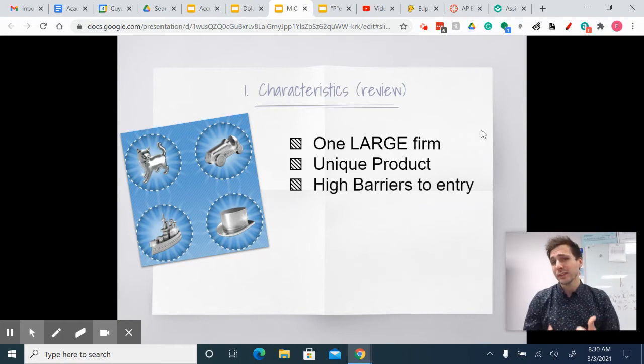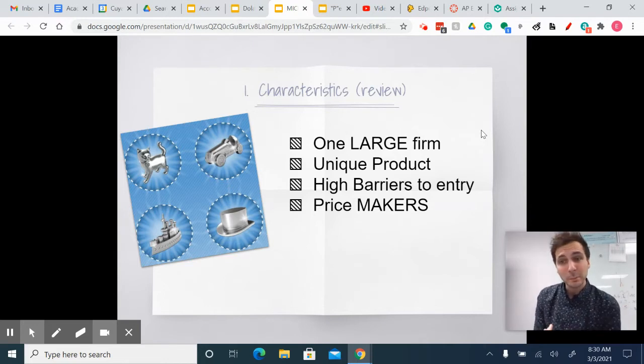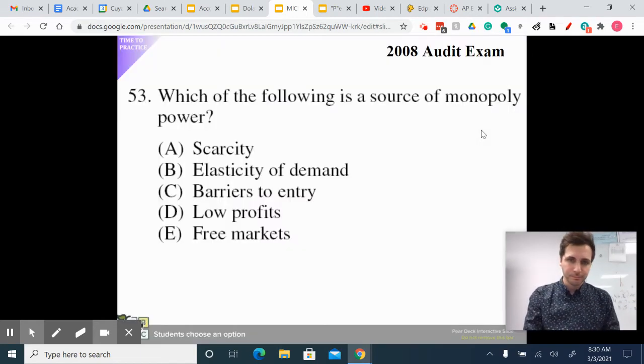There's super high barriers to entry. It's very difficult to start your own firm to compete against them, mainly because of their economies of scale, which we'll talk about a little bit later. They are price makers. They have complete control over price. The only limitation on the price that they charge is whether or not people are willing to pay it in the marketplace. People still have to be willing to buy it if you're going to be able to make profit. And then they do some advertisement, but normally that advertisement is to reach the market and say, hey, we're here and here's how to get it.